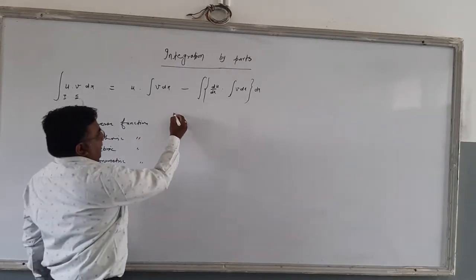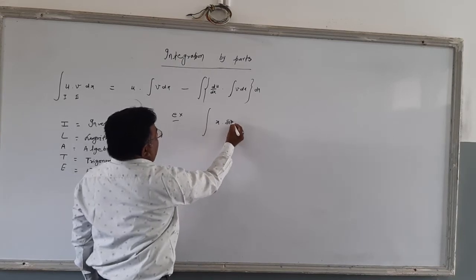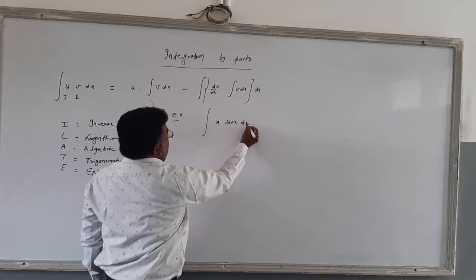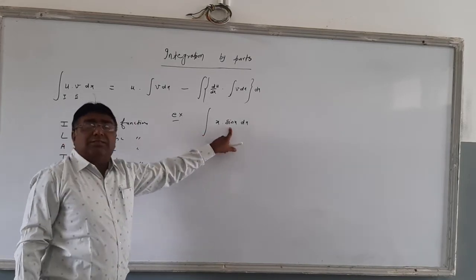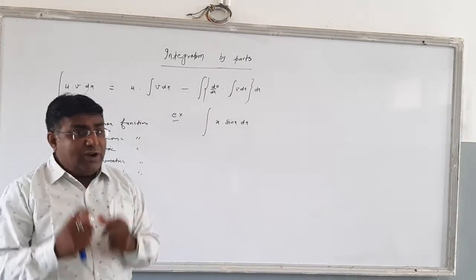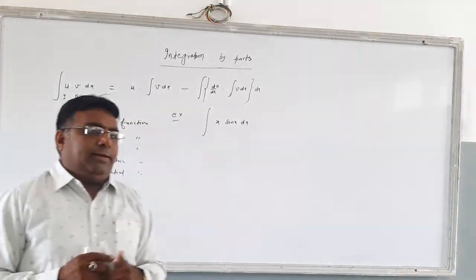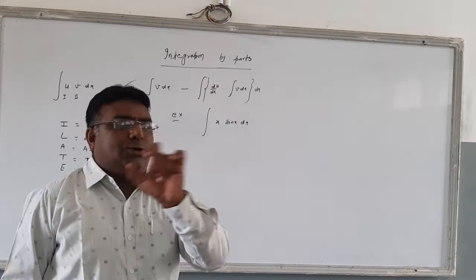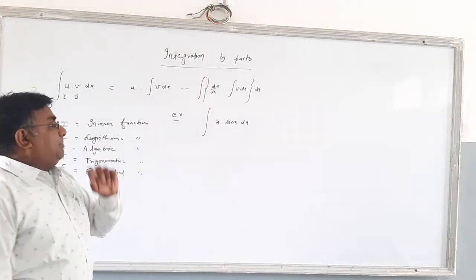For example, integration of x into sin x. There are two different functions. x is the algebraic function, sin x is the trigonometric function. If two different functions are in product form, only in that condition you apply by parts. It should not be the same function, like sin into cos; by parts will not apply there. Only for two different functions do we apply by parts.